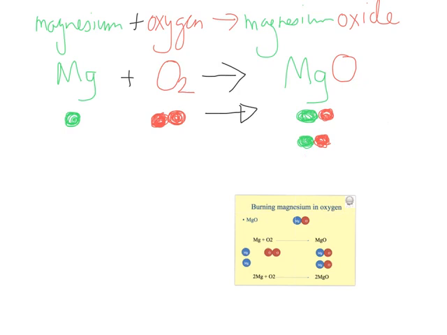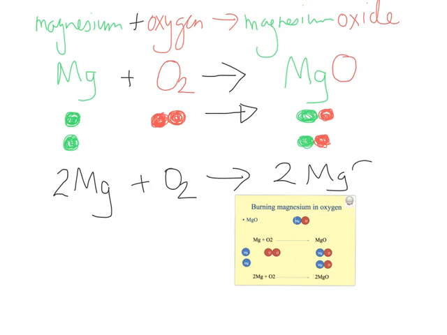But I only have 1 magnesium. Now I am allowed to add another magnesium because I'm not changing the compounds that I have. I'm not adding a new compound, but I'm adding 2 magnesiums now. So now if we look carefully, we've got 2 green balls on this side, 2 on this side, 2 red balls, 2 red balls. So this equation is now balanced. Now if we want to translate this back into chemical speak, this means we've got 2 magnesiums plus an oxygen going to 2 magnesium oxides.